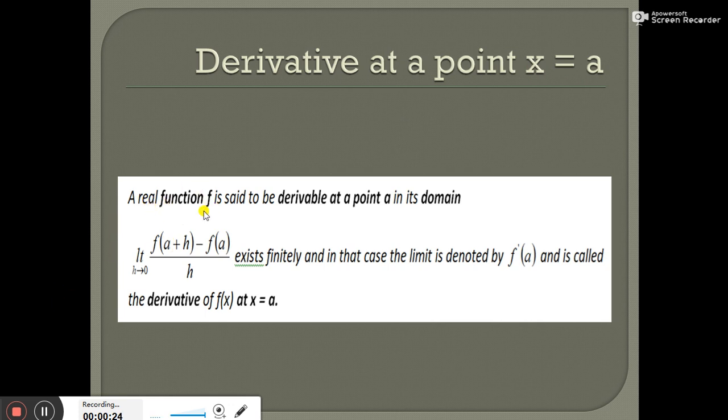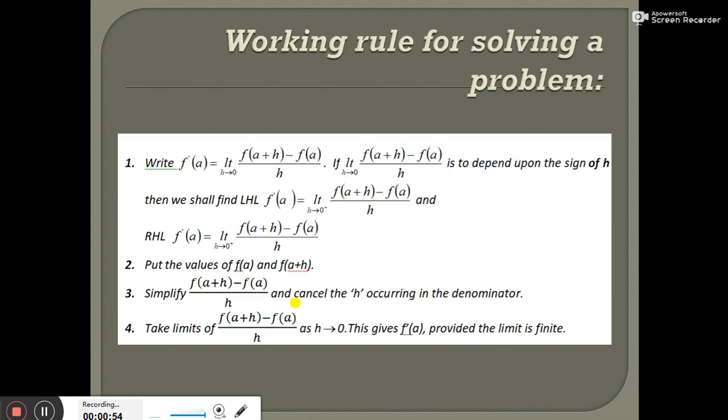Now a real function f is said to be derivable at a point a in its domain if this limit, h tends to 0, f of a plus h minus f of a by h, exists and is a finite value. In that case this limit is denoted by f dash a, and it is called the derivative of f(x) at x equal to a. This is the first principle we have done earlier in 11th class.